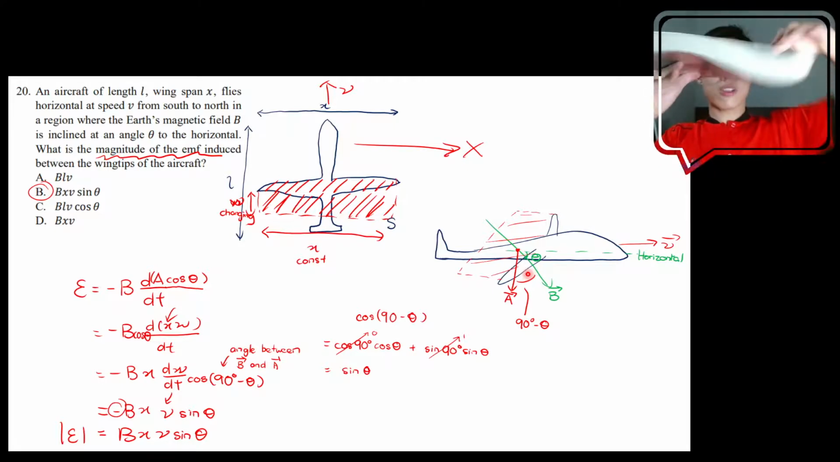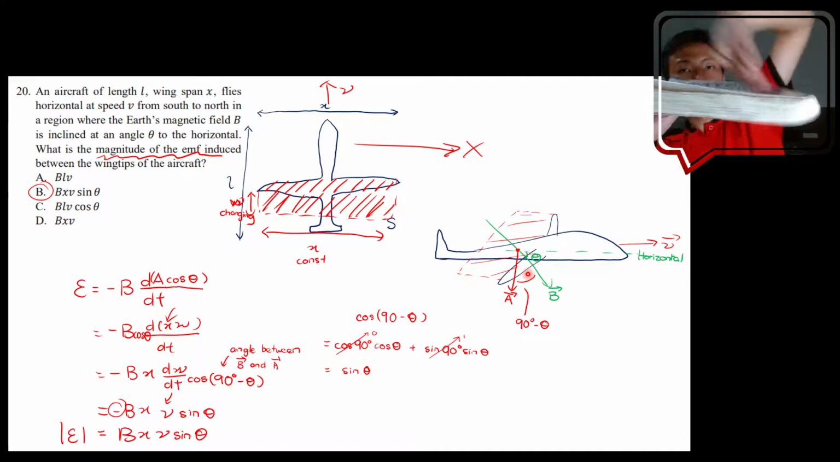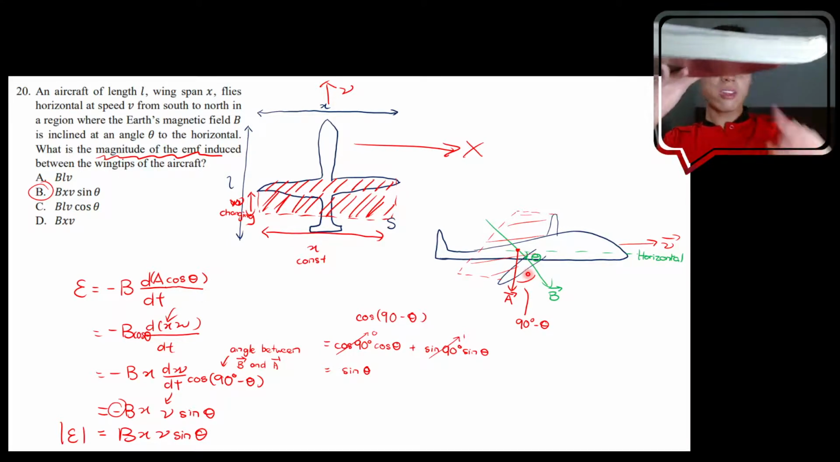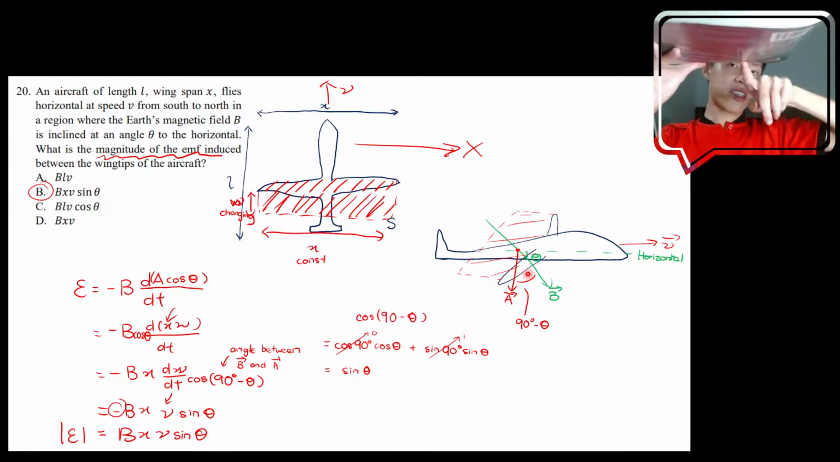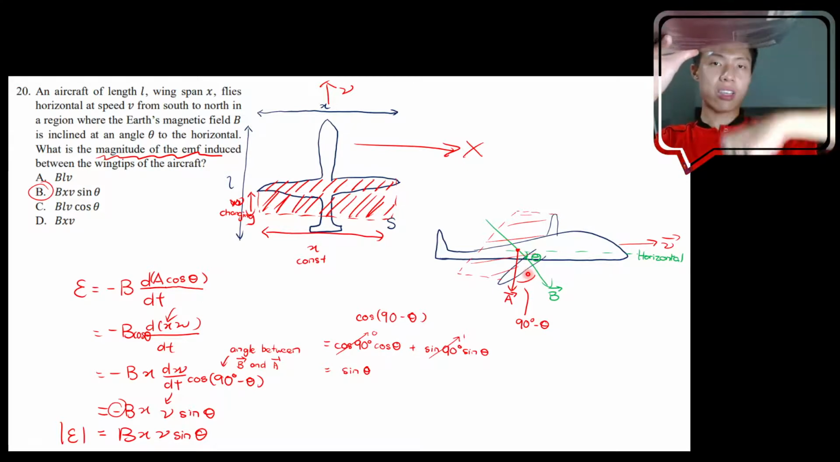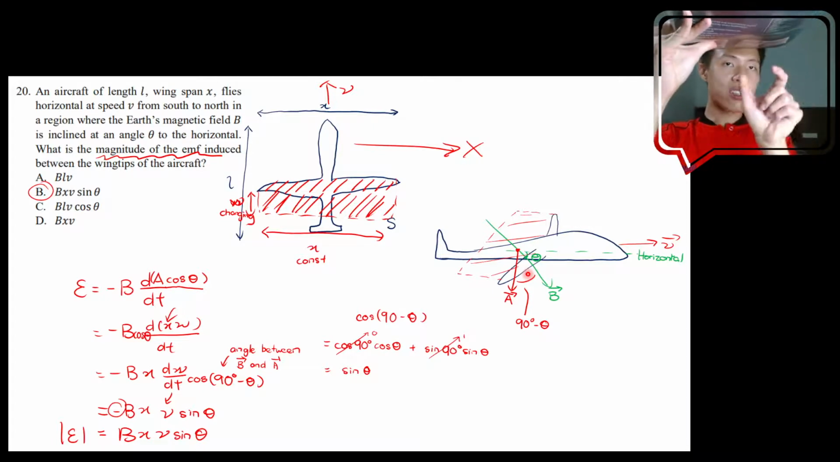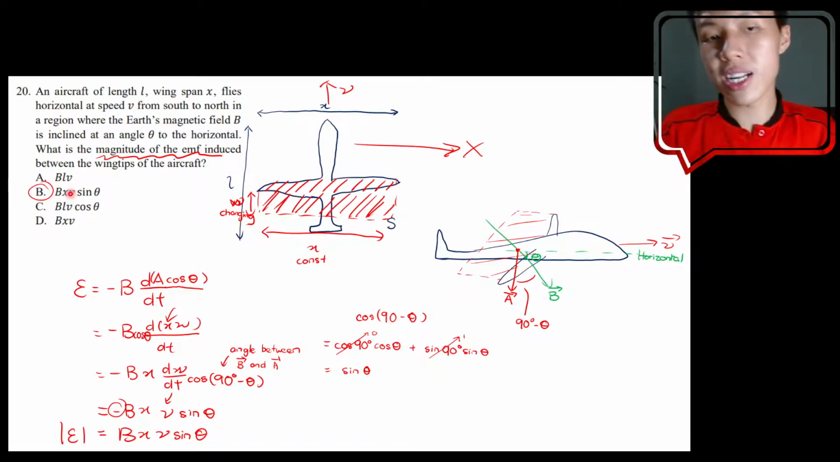Your magnetic field is pointing at an angle to the horizontal. So this is the angle to the horizontal. Horizontal is here, at an angle, so this is the theta. But the area vector is pointing downwards. Magnetic field is pointing here. So this is the angle that you want, not this one, this one. So it's 90 minus theta. Okay, that's why you transform, you become sine theta, then you become B x v sine theta. So this is how we get our answer over here.